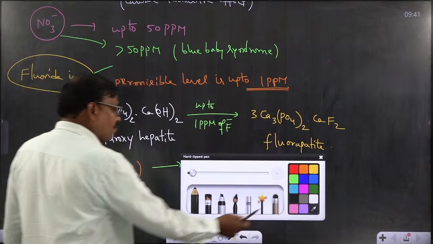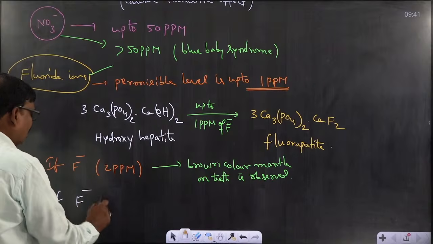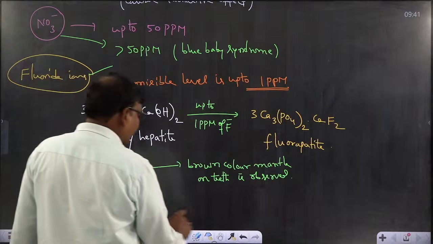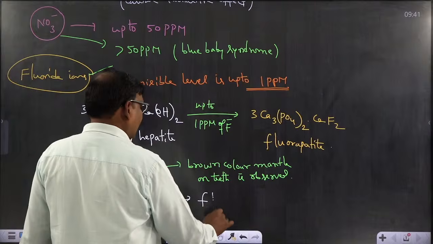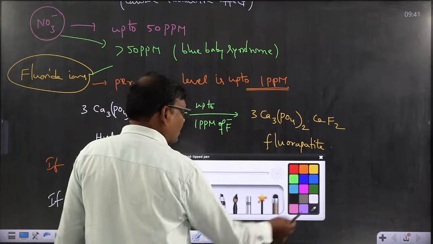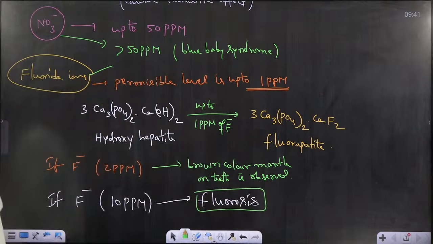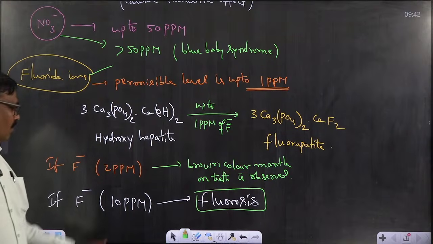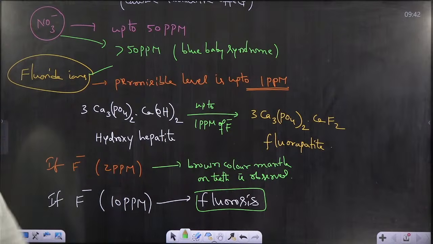If its level is very high, that means if fluoride's level is up to 10 ppm, it causes severe damage to the body, and that disease is fluorosis. Fluorosis is very, very dangerous. Whenever the level of fluoride ions reaches 10 ppm or more, it adversely affects human beings and causes the disease fluorosis.